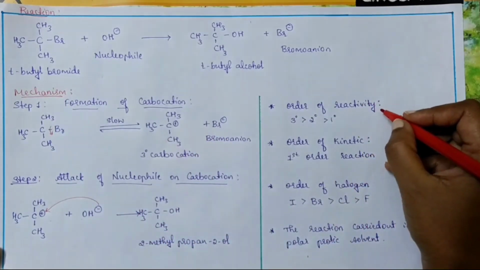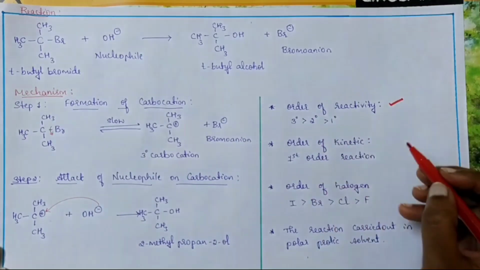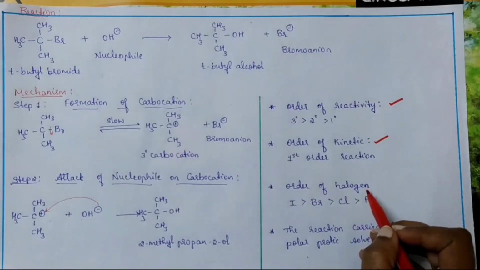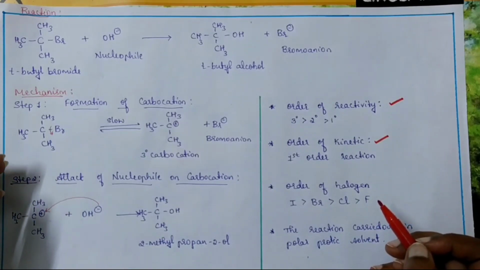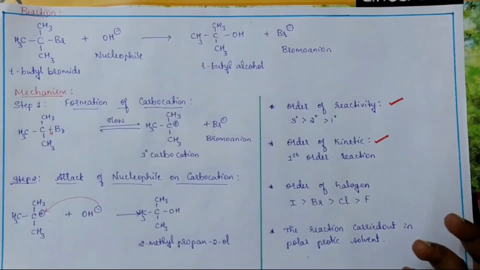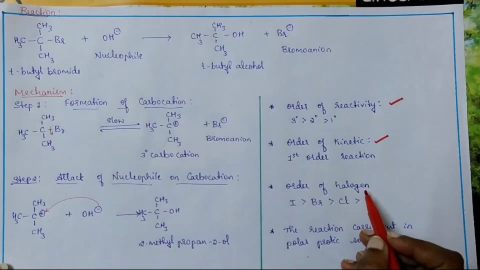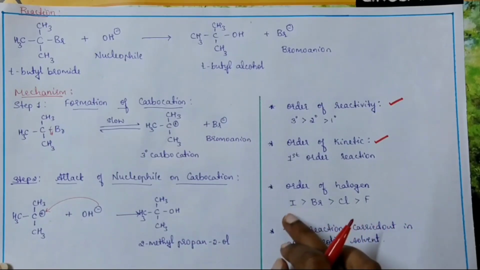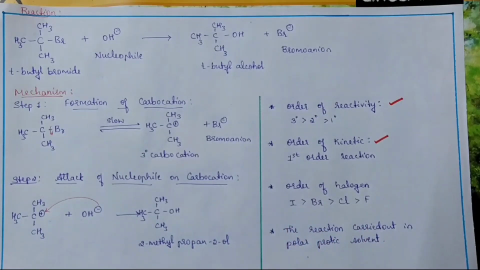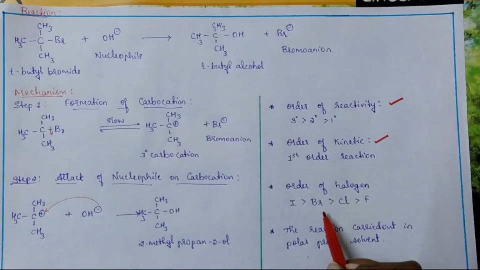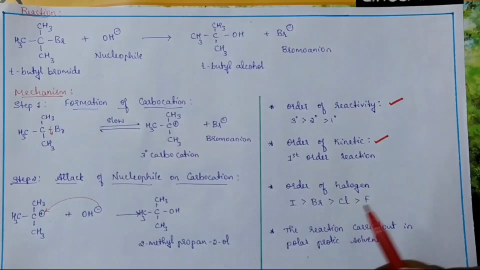Then you need to include this point, that order of reactivity, order of kinetics, and the reaction carried out in polar protic solvent. This point is order of halogen, that is, the halogen present in the alkyl halide which we are going to use. How the reaction is going to take place, that is what order of halogen is. Always if the alkyl halide which you have taken is iodine, then the reaction will easily take place. Iodine is most favorable, then bromine, then chlorine, and then fluorine.